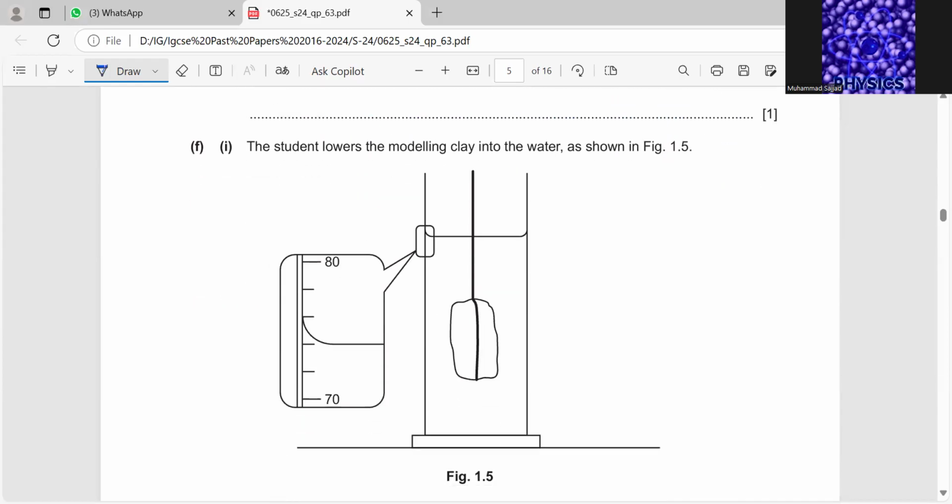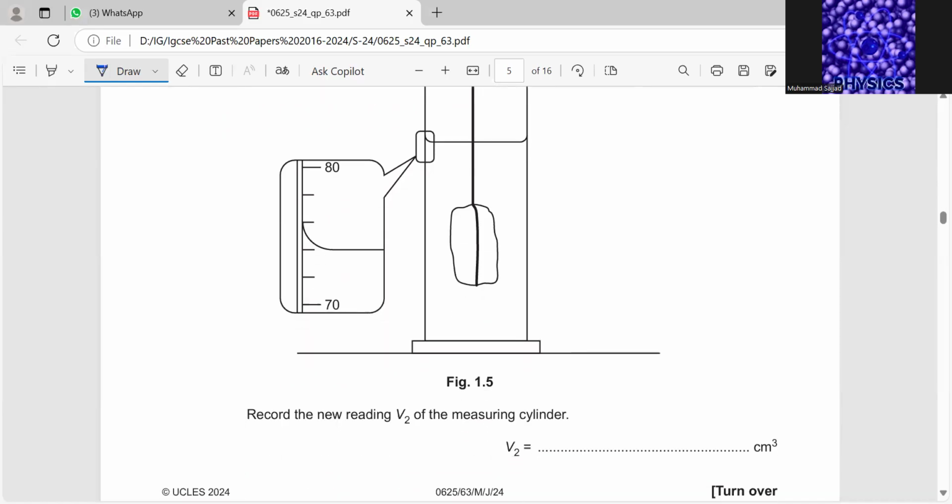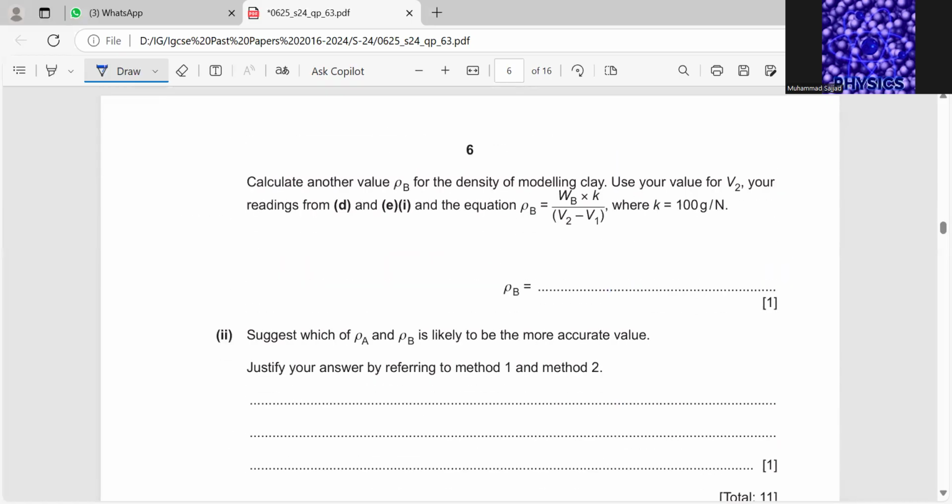Now, the student lowers the modeling clay into the water as shown in the figure. Now we need to read the new value of the volume. 70, 72, 74, lower level of meniscus. This curved surface is known as the meniscus. So here, my dear friend, 74, and it is already mentioned. Now we will move to the second value of density.